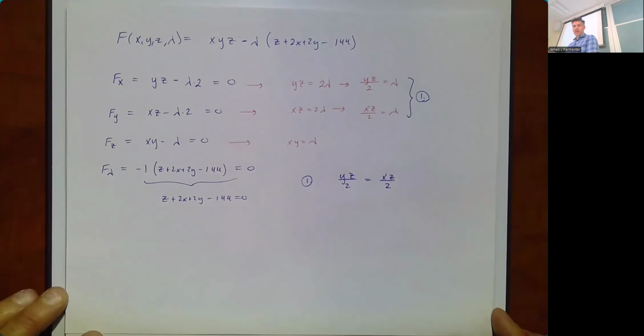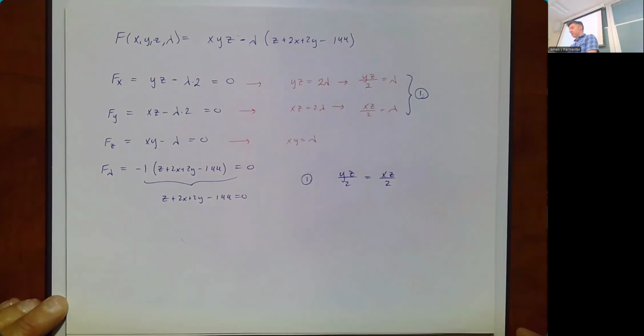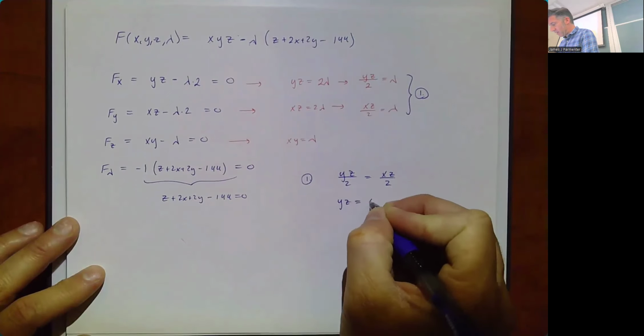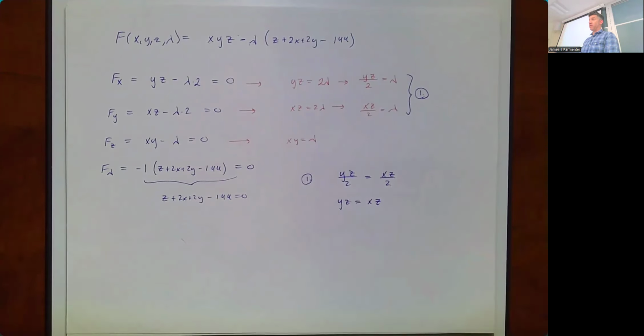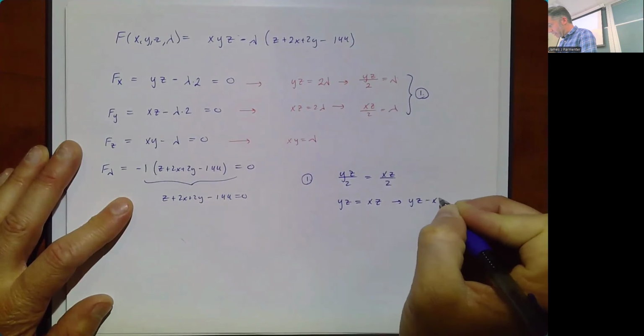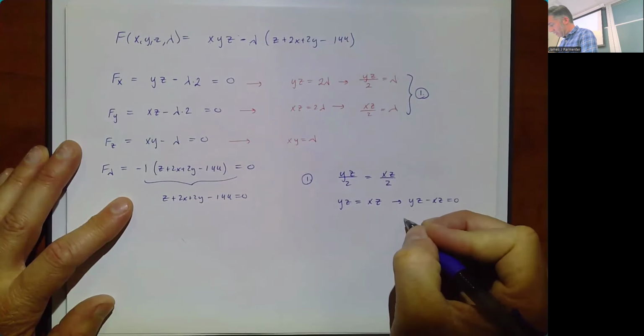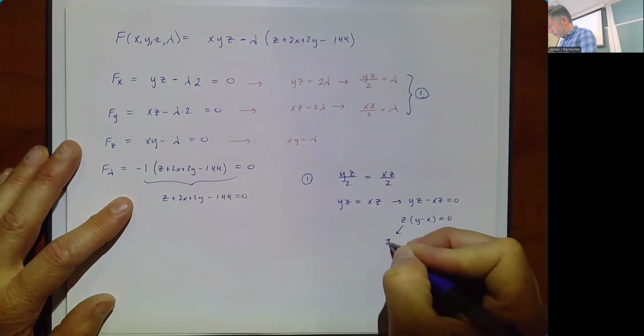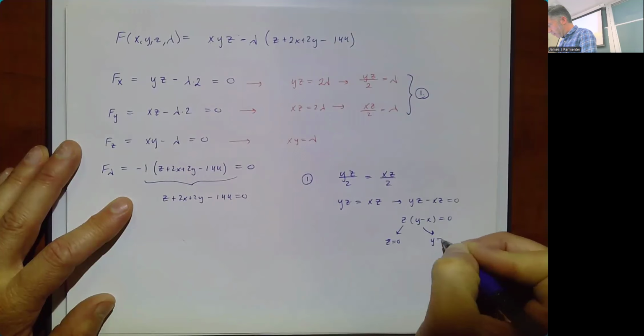Now, the maybe not best way to do this, but most people do, is to multiply both sides by 2. That's fine. And then technically, normally I would advise against dividing both sides by a variable. Like I wouldn't usually divide both sides by z, but it's kind of what people do. The real thing we should do is actually bring everything to one side and say yz minus xz equals 0 and factor out a z. And then you either get z equal to 0 or y equal to x.